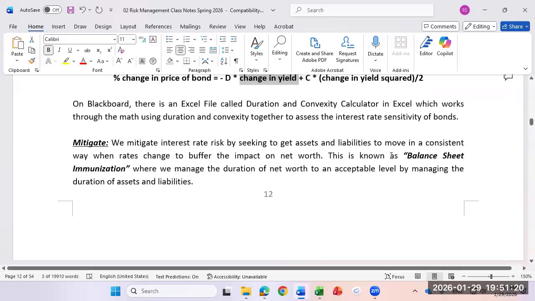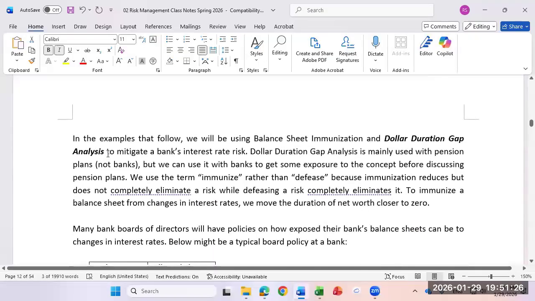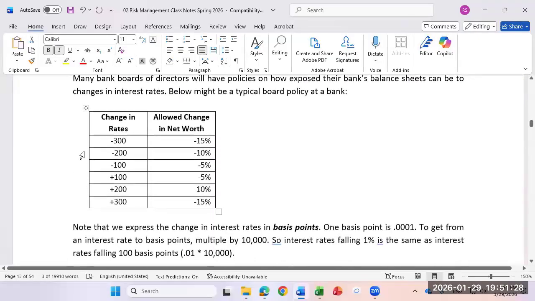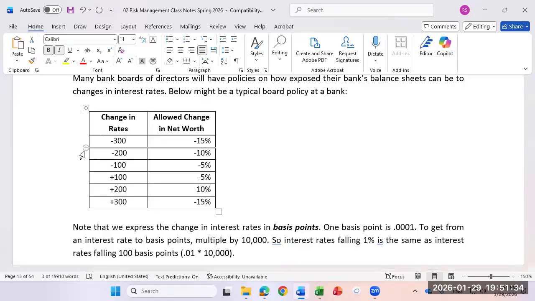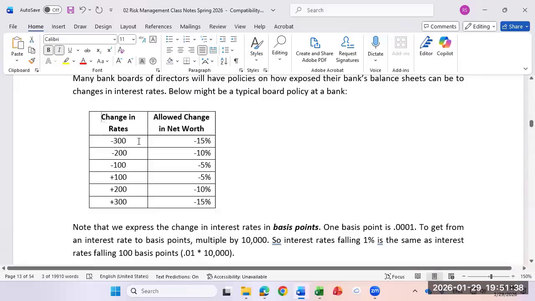All right, how do we mitigate this interest rate risk? We're going to use balance sheet immunization. So what I'm going to do is walk you through this problem. It would look a lot like what you'll see on the exam. Do your best the first time just to let it kind of sink in. We're going to do some stress testing.